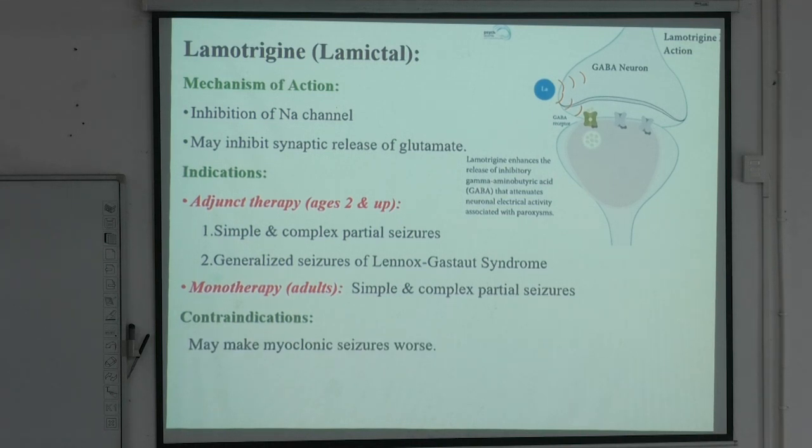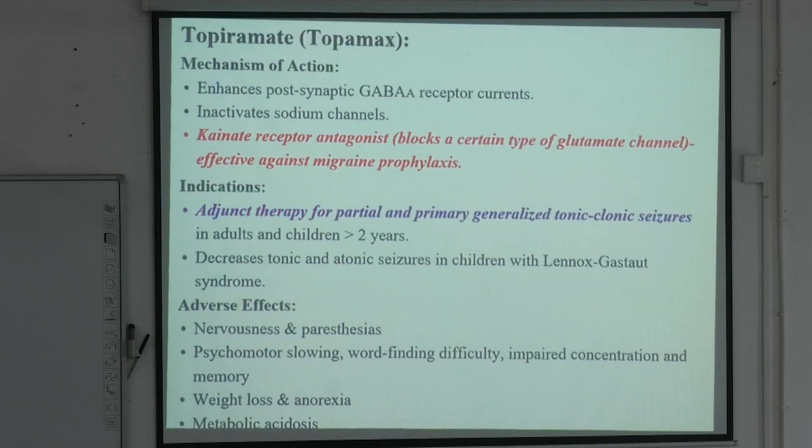Contraindication: may make myoclonic seizures worse. Adverse effects: rash may happen. So lamotrigine basically sodium channel inhibitor, glutamate inhibitor, and GABA enhancer. Next is topiramate. So enhances the postsynaptic GABA receptor currents, inactivates the sodium channels. Another is kinase receptor antagonist, blocks a certain type of glutamate channel, effective against migraine prophylaxis. Very important, topiramate. Okay, so topiramate anti-epileptic ছাড়া topiramate একটা ইউজ বলো, that is in case of migraine prophylaxis.